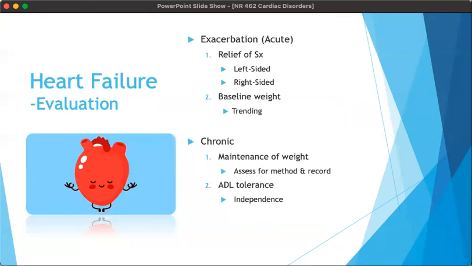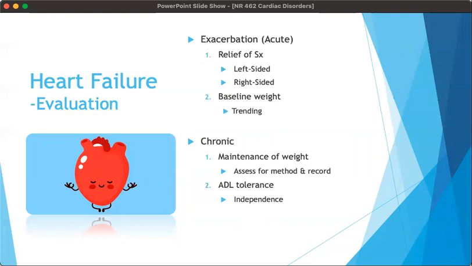For evaluation, again, looking at this by exacerbation versus chronic. For exacerbation, we're looking for a relief of symptoms. If it's left-sided heart failure, we want to look for a return to normal oxygen levels and decreased subjective shortness of breath. So they should be breathing better, feeling better. And also their baseline weight. We want to trend that so that we're getting closer to figuring out what their dry weight is, or at least seeing the decrease in the amount from their weight when they first presented to a care facility.